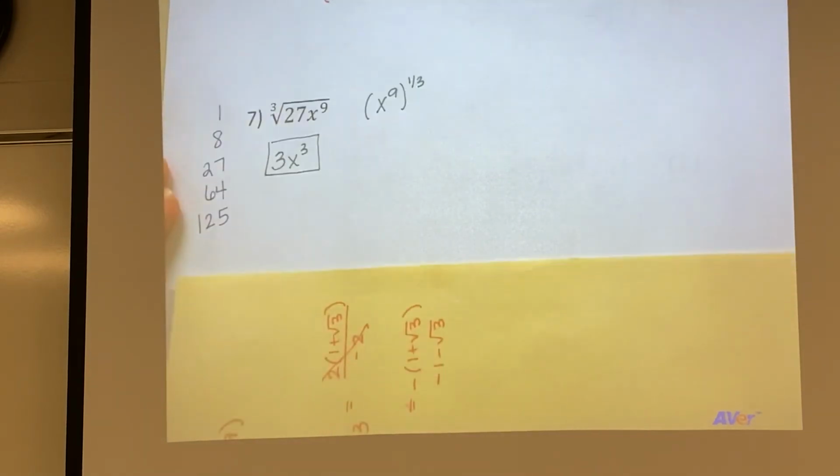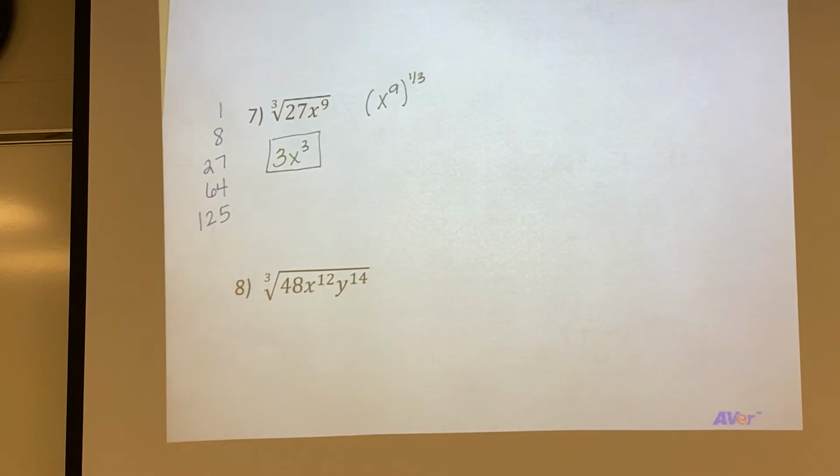Unfortunately, just like with the square roots, the numbers they give us aren't always perfect cubes, nor are the exponents always divisible by 3. So we'll have some more manipulating to do. So let's take a look at number 8. Here we have another cube root. We want to take a look at the 48, and we want to find a cube that goes into 48. So we need something from that list up there. We want the biggest one that goes in. Obviously 64 and 125 are too big. 27 does not divide in evenly, so 8. 8 divides into 48 6 times.